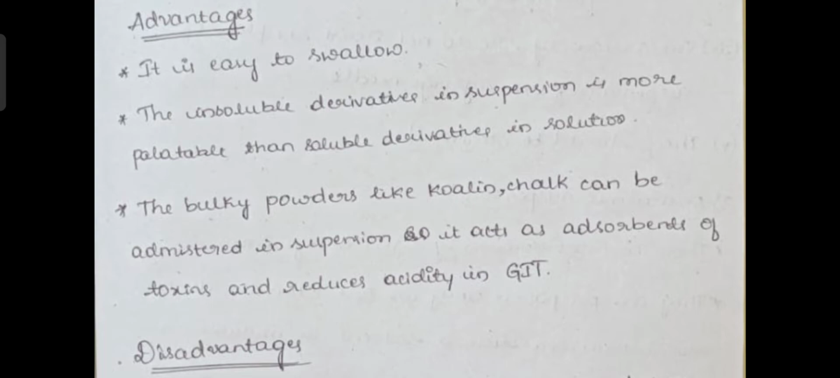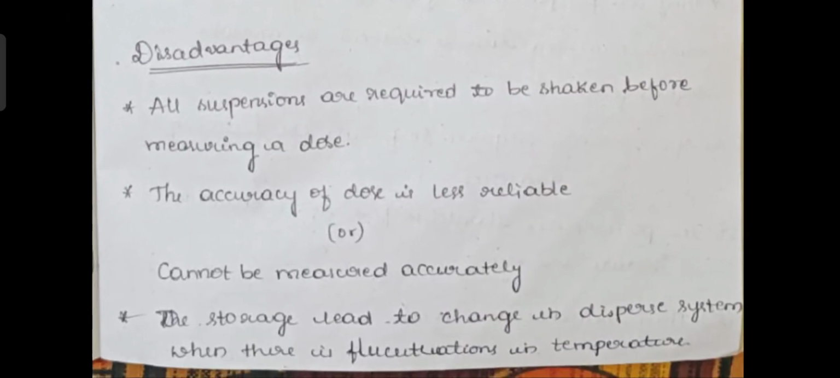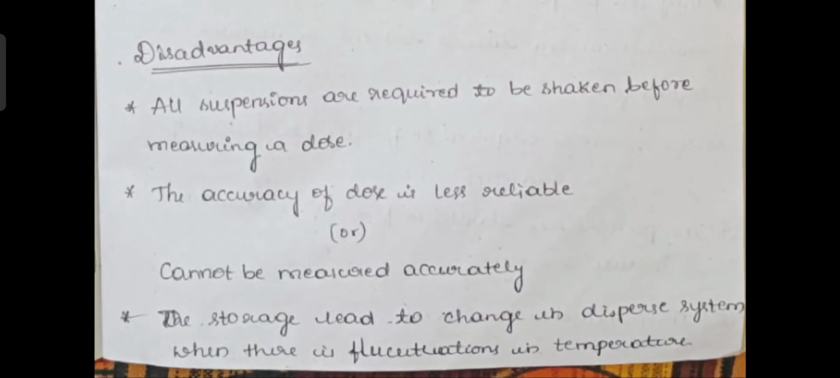Let's see about the disadvantages of the oral suspension. All suspensions are required to be shaken before measuring a dose. See, whenever the patient consumes the suspension, it should be shaken and reconstituted and then consumed. Accuracy of dose is less reliable. Whatever the dosage form may be, whether it is solution, suspension or emulsion, accurate dosing is not possible.